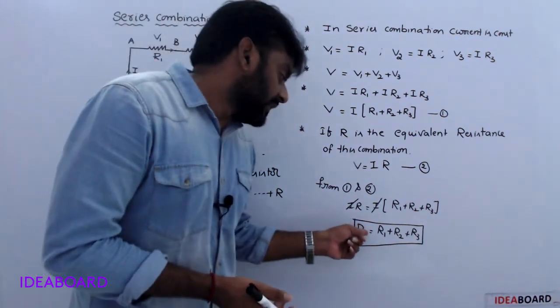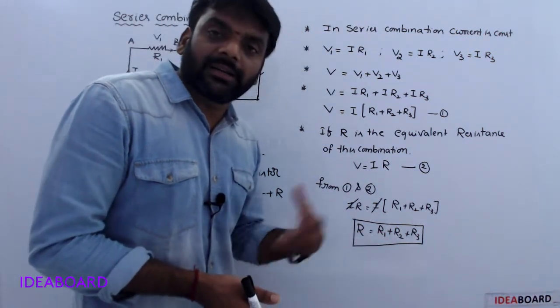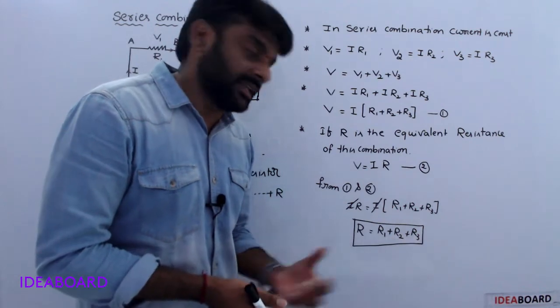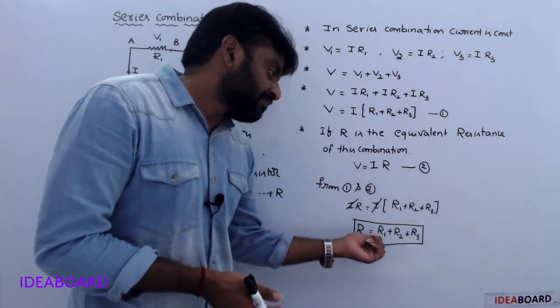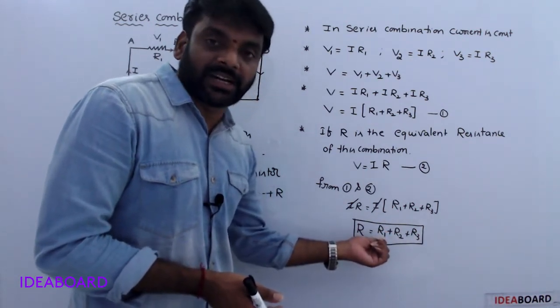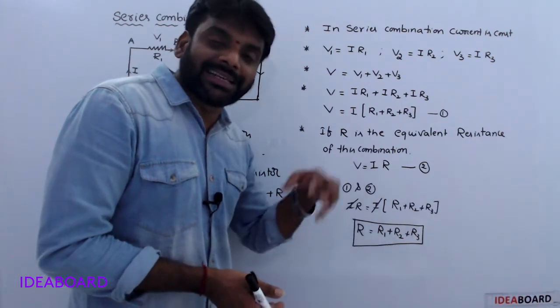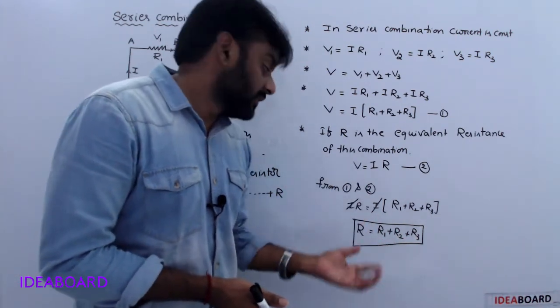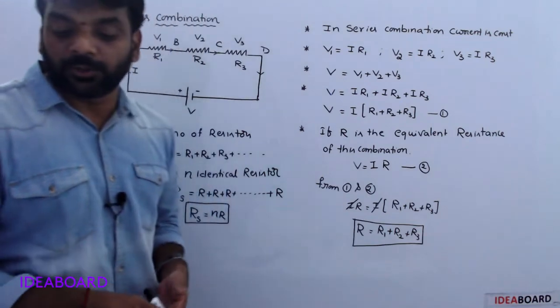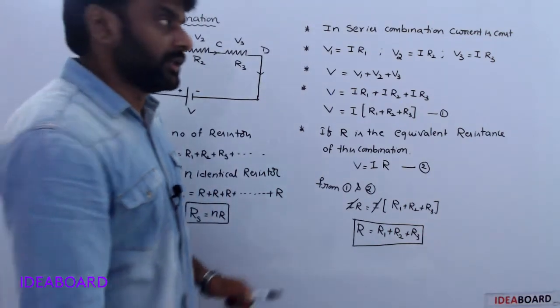For three resistors, you simply add R1 plus R2 plus R3. For different types of resistors, the resistance values are different, so you simply write R1 plus R2 plus R3. Understood?